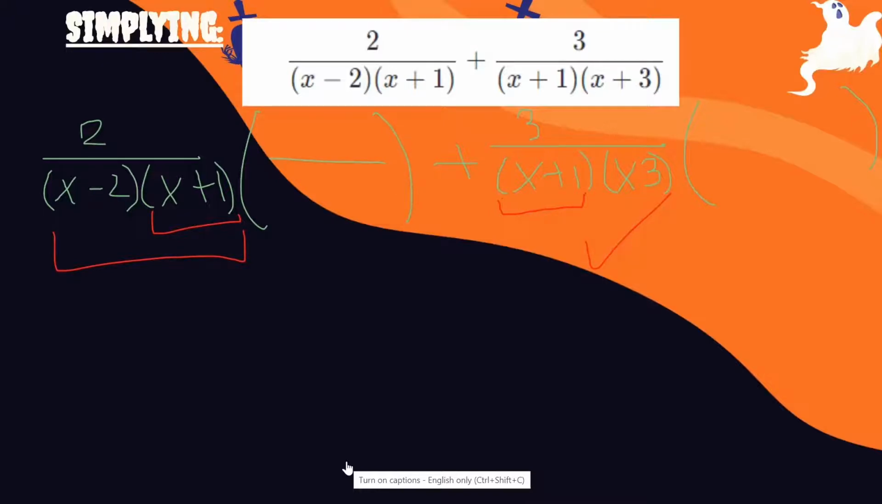Take a look at this denominator. The first binomial is x plus 1. Do you have that in here? Yes, I do, so check. Now take a look at x plus 3 and ask yourself, do I have x plus 3 in here? No, right? You only have x minus 2 and x plus 1. So x plus 3 is the missing binomial that is not in the denominator of this fraction. I should be multiplying this fraction by the missing binomial, x plus 3, and if you multiply the bottom by that, you have to multiply the top by that.